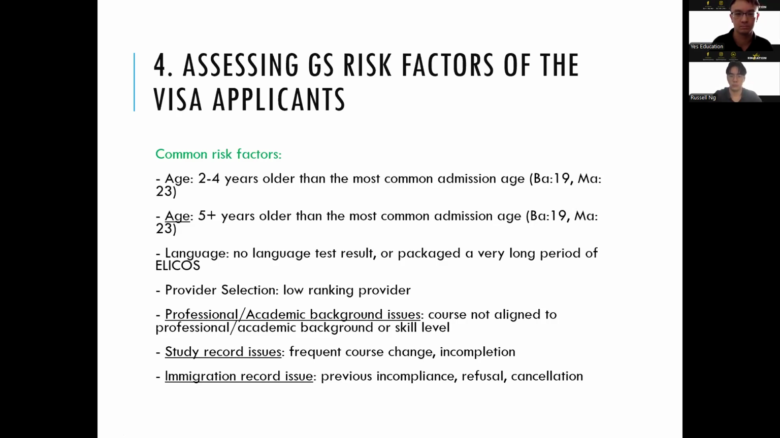And the usual master's admission age may be around 22, 23. Then if the student is 26 or 27, there could be a problem, but it may not be that big. But if the student is 5+ years older than the most common admission age, it could be a big problem. Then you need to talk about why you are applying for this education after so many years.